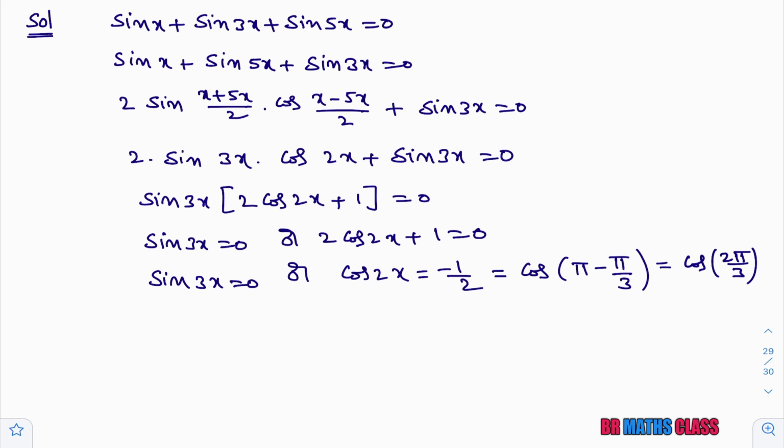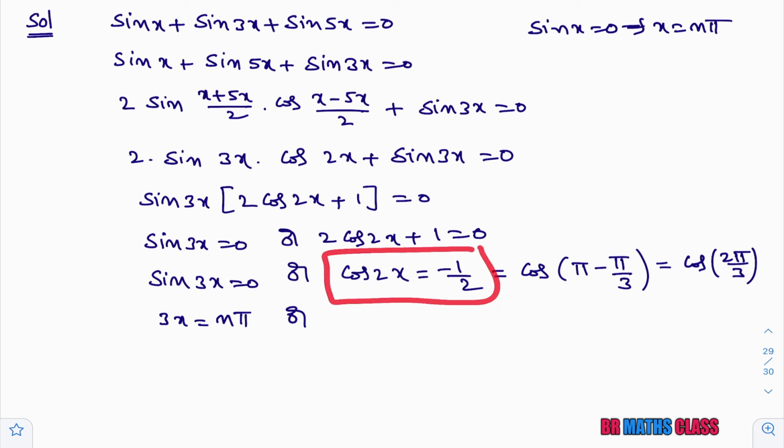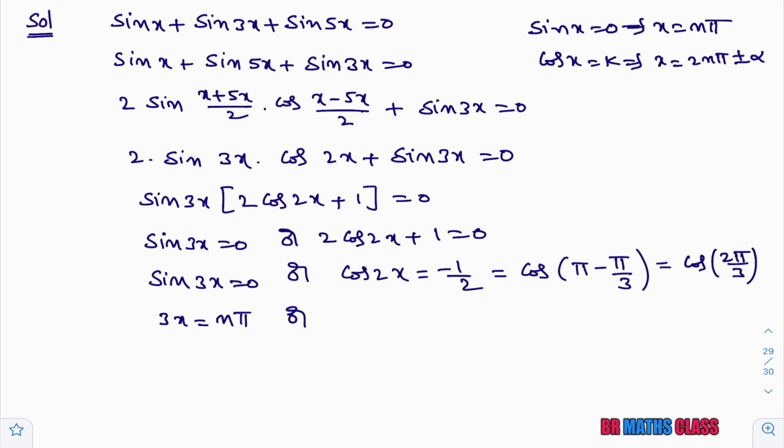Okay, you observe this one. This is of the form sin x equal to 0. We learned that the general solution for sin x equal to 0 is what? The general solution for sin x equal to 0 is n pi. So I'll apply this formula here. In place of x, 3x is there. So what will I get here? I'll get 3x equal to n pi, or here this is of the form cos x equal to k. What is the general solution for cos x equal to k? If cos x equal to k, x equal to 2n pi plus or minus alpha.